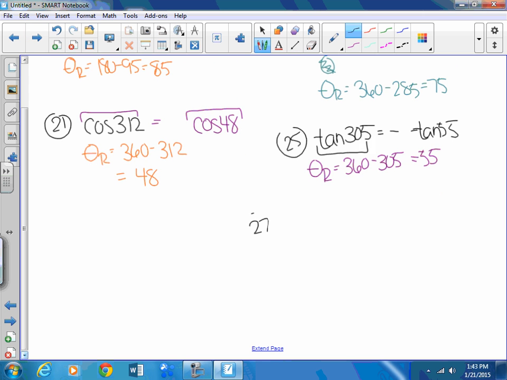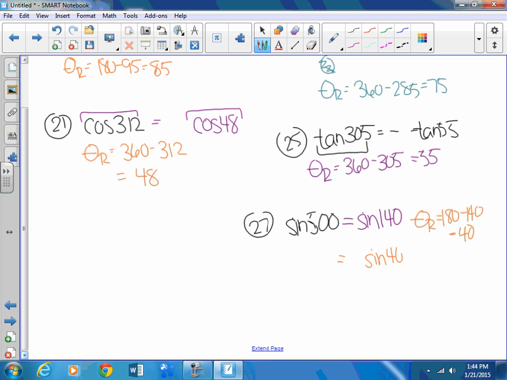And last but not least, number 27 is the sine of 500. Just like the first section, we need to get that 500 to be between 0 and 360. So if we subtract a 360 from that, this is really equal to the sine of 140 degrees. Now we can go ahead and do our reference angle. Since 140 is in quadrant 2, we do 180 minus 140 and get 40. So this is the sine of 40 degrees, and I do not need a negative because the sine is positive in quadrant 2 and in quadrant 1.